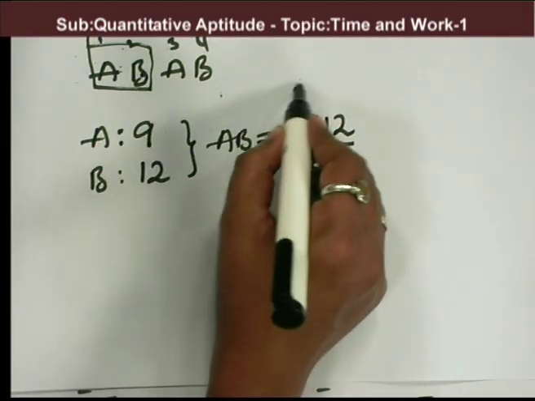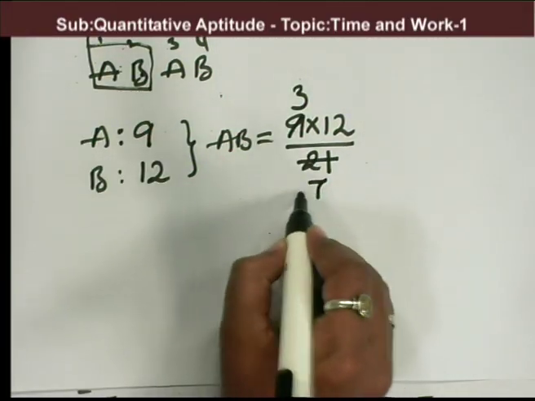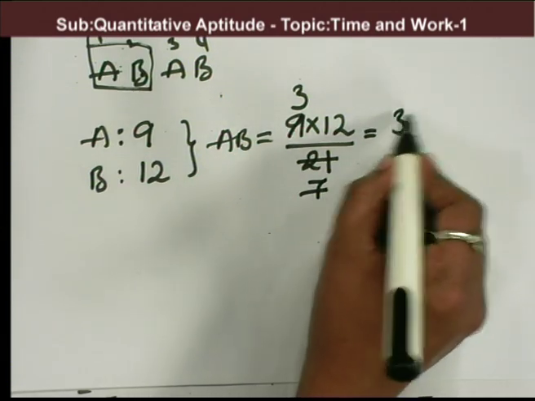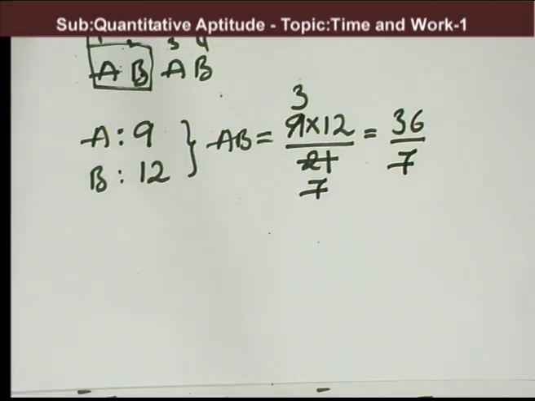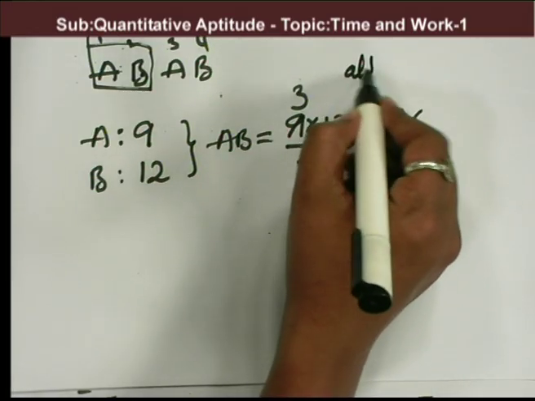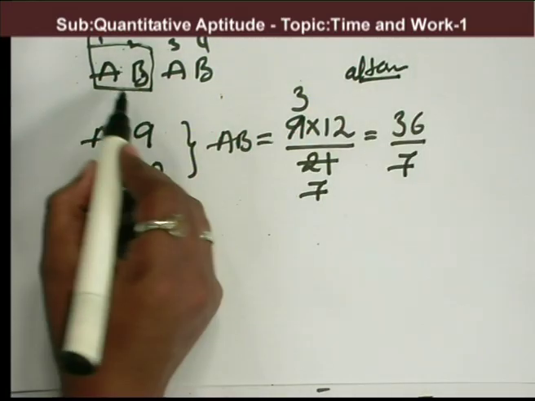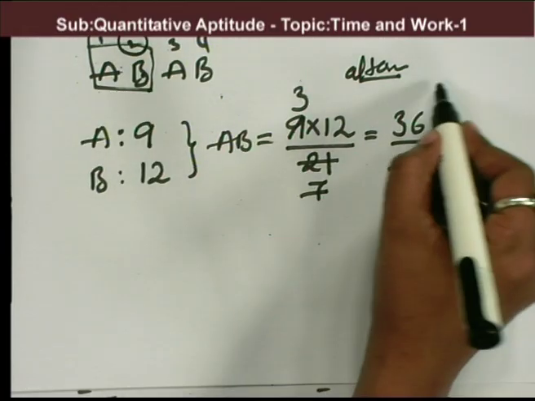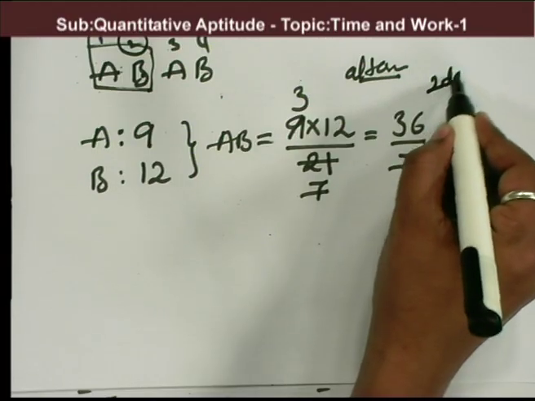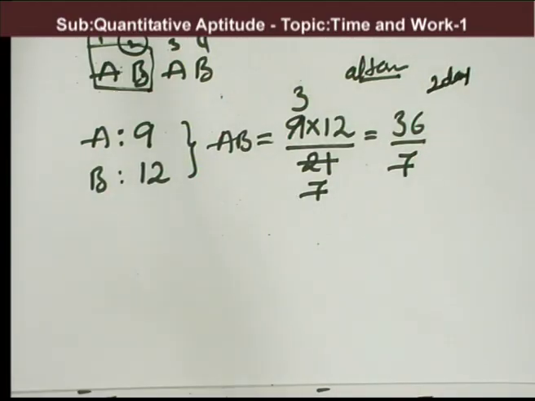3 3s are 9, 3 7s are 21, that is 36 by 7. This is the regular method for A and B working together. But the question is about alternate days: for alternate days, A and B working takes 2 days of work. So you have to remember, for 2 days of work A and B are working together.